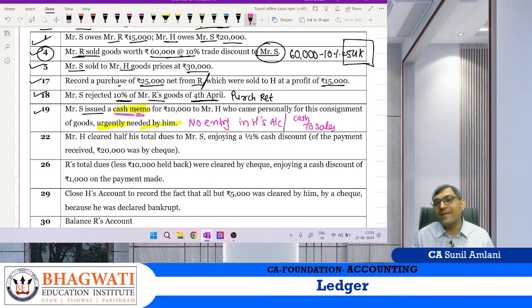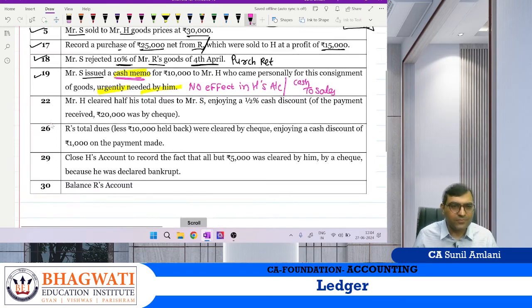Do not think like that, we will not pass entry in the books. The entry will be there, but this entry will not affect specifically H account which we are preparing. It will affect cash and sales account. So in particular question, it is not going to affect. So in that context, I'm using word no entry. Otherwise, you can write no effect. Okay, here we can write no effect in H account. Okay.